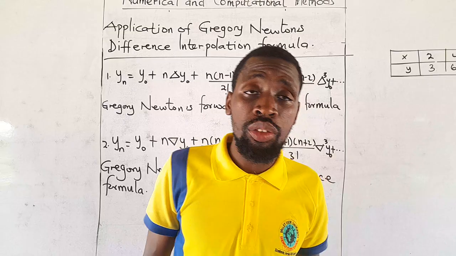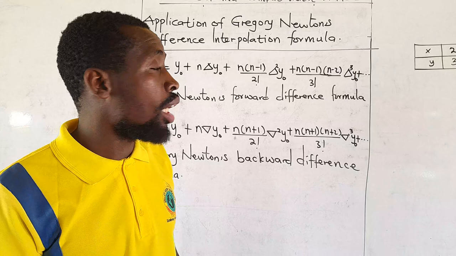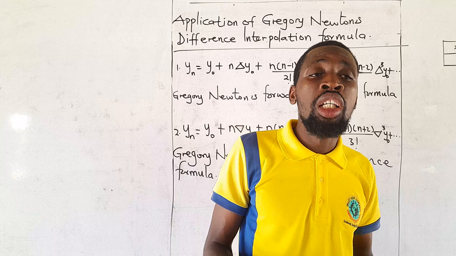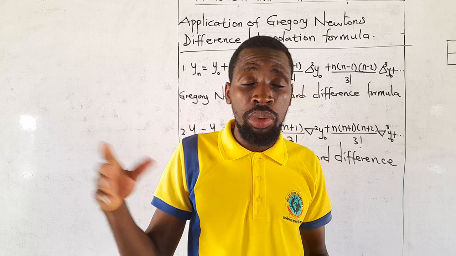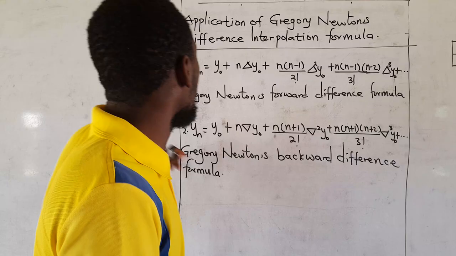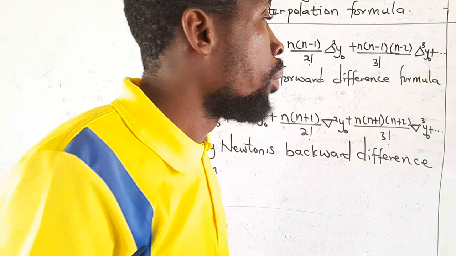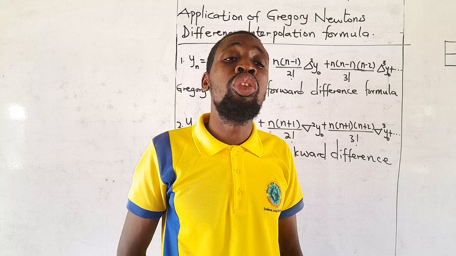Our discussion on numerical and computational methods will be on the application of Gregory Newton's difference interpolation formula. When we talk of Gregory Newton's difference interpolation formula, there are two formulas in that regard: Gregory Newton's forward difference interpolation formula and Gregory Newton's backward difference interpolation formula. This is the forward difference formula, and this is the backward difference formula. Please check out my videos on YouTube on how these formulas came about, that is, how to prove these formulas.